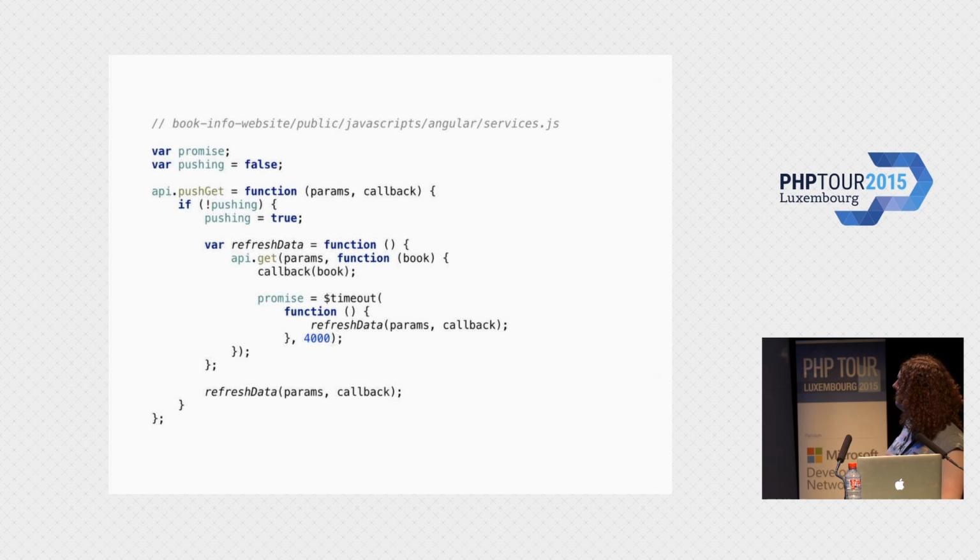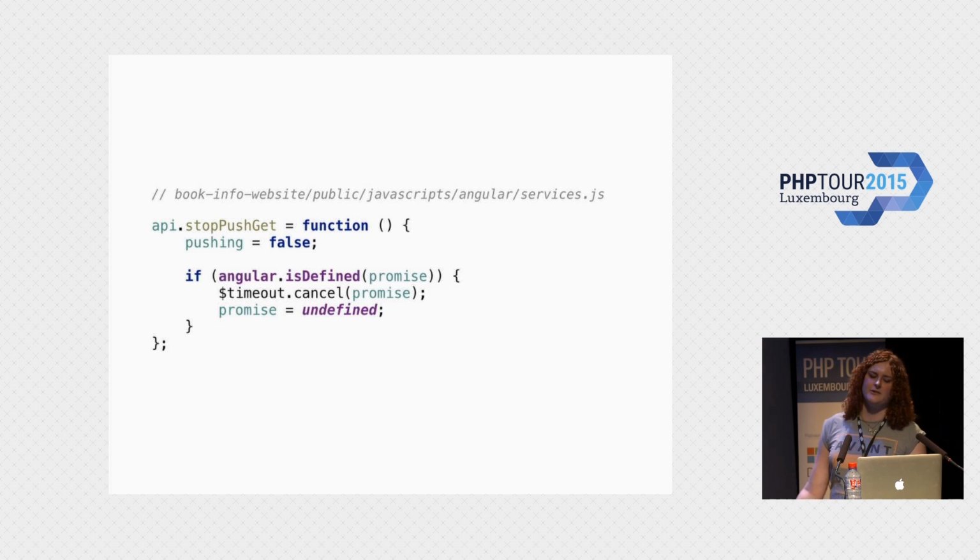Okay, so this is how the models work. It's pretty simple. All I've done here is extend the API get functionality from the client to add a new method called pushGet, which is called every 4 seconds once it's called, until you stop it, and then it'll cancel the timeout. So that's how to do basically MVVM style programming for a RESTful API with AngularJS.